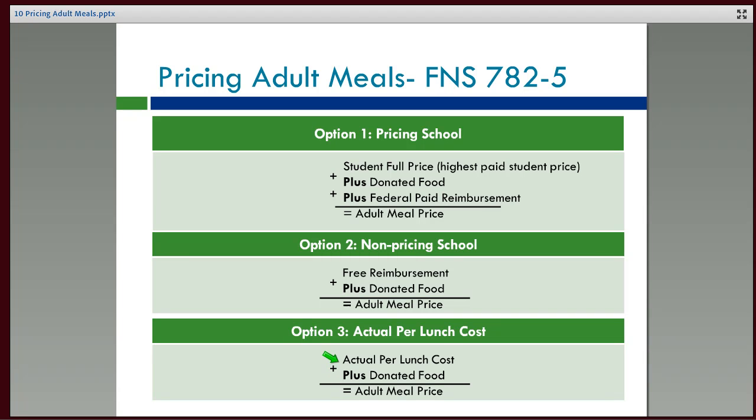For this one, to cover the actual cost, this must include your food costs, your labor, your supplies, and anything else included in making that meal. Generally, we'll use one of the first or second options, because oftentimes the schools won't have a solid idea on what that per lunch cost is for adults. So these other two options are more commonly used.